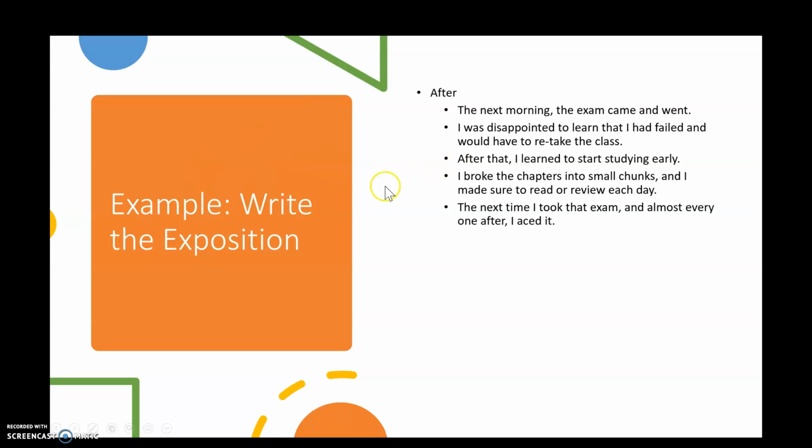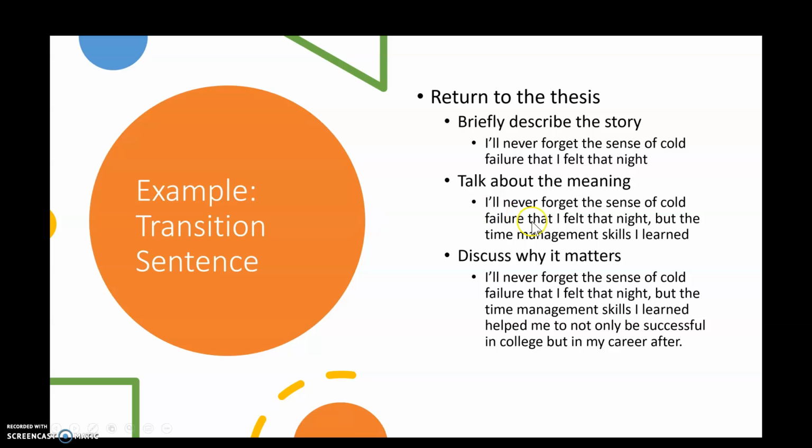And then I'm going to talk about what happened next, why this matters. The next morning, the exam came and went. I was disappointed to learn that I had failed and would have to retake the class. After that, I learned to start studying early. I broke the chapters into small chunks, and I made sure to review or read each day. The next time I took that exam, and almost every exam after it, I aced it. So that tells what I learned and the next steps in the story, taking us to the end of the story. Then we're going to write the transition sentence.